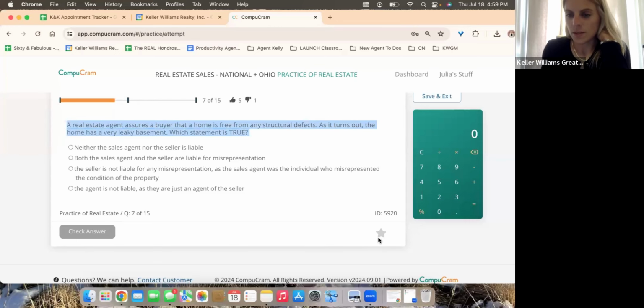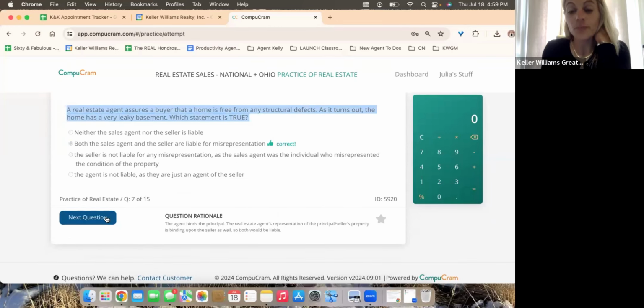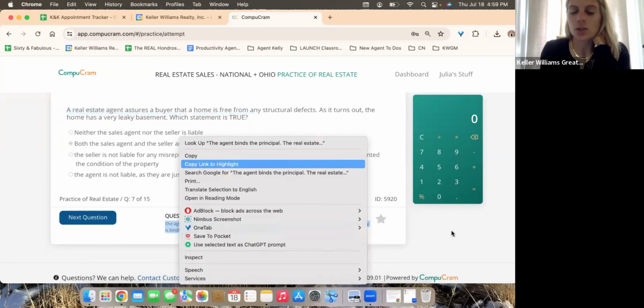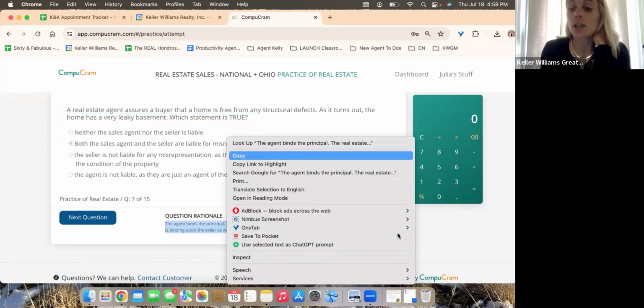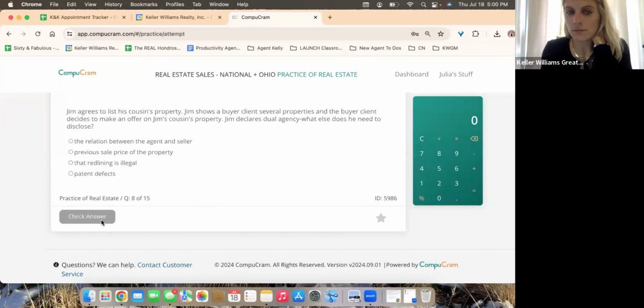All right, we said B. And B is correct. Both the sales agent and seller are liable for misrepresentation. They both have the due diligence, or the responsibility, to disclose everything and anything that is a defect in the property, especially structural.